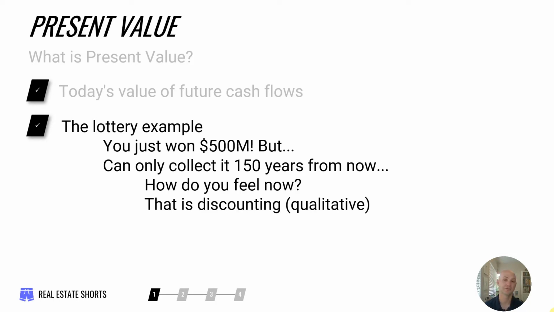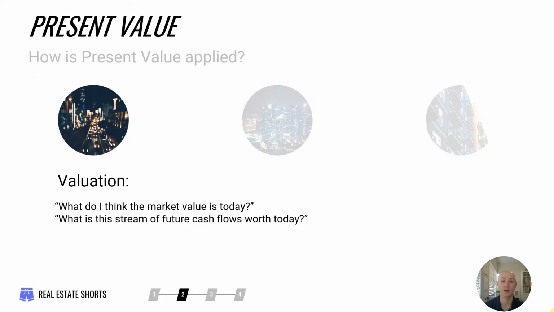And I think that's really this concept of discounting. What we're trying to do is to take that qualitative feeling of, you know what, it's not worth as much because I have to wait. Now we're trying to find a way to quantify that feeling, to put a number to how much you've discounted and why. So a handful of the contexts or applications of present value.